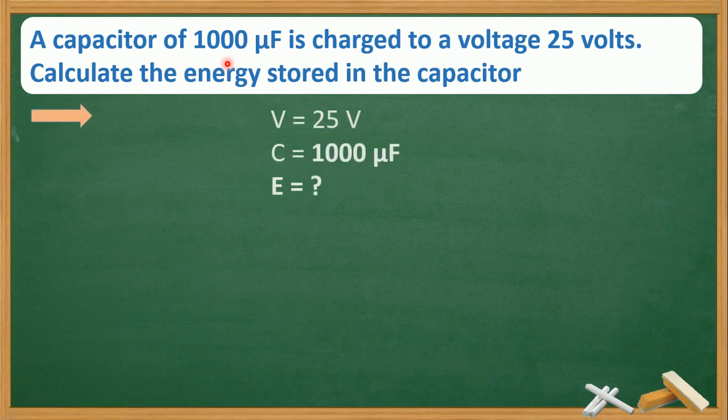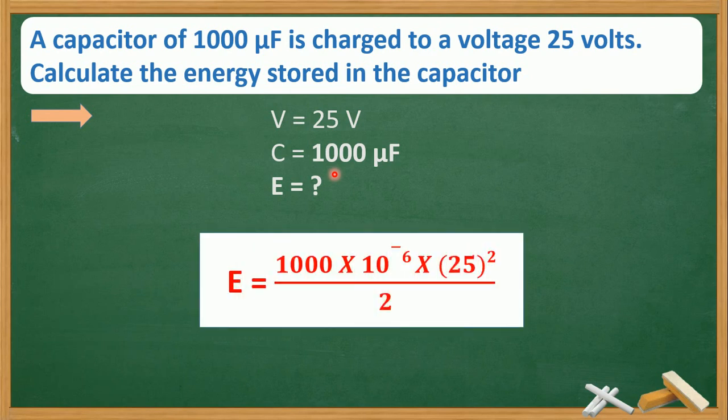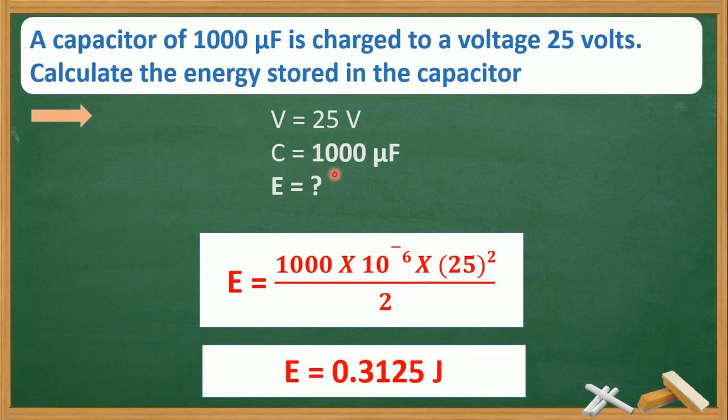We know the voltage of the battery is 25 volt. The capacitance value of our capacitor is 1000 microfarad. So what will be the energy stored? We know the equation, just put the values in the equation and we will come out with the answer, which is 0.3125 joule. So this is how simple the example is.